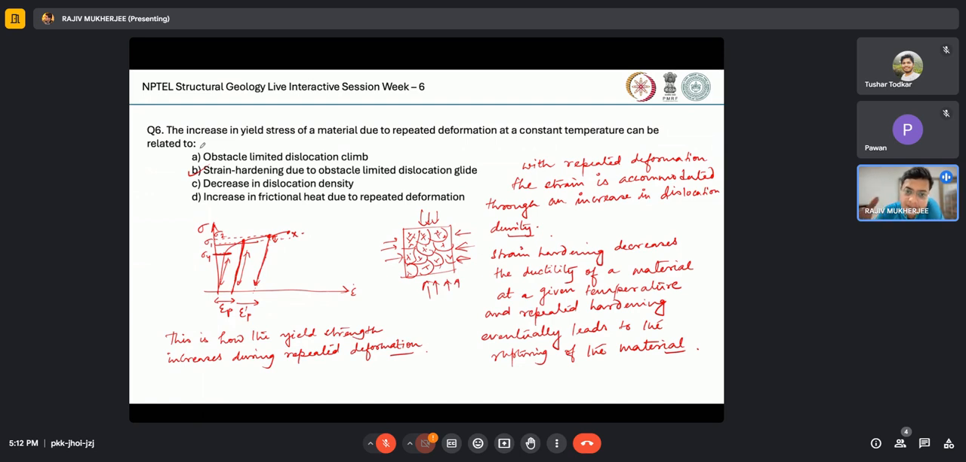Now, once you remove the stress, the material will automatically try to recover its state and it will show dynamic recrystallization. So this is how the process goes on. You keep on increasing the dislocation density. Eventually it will lead to the interaction of dislocations in such a way that it produces a long range elastic interaction.